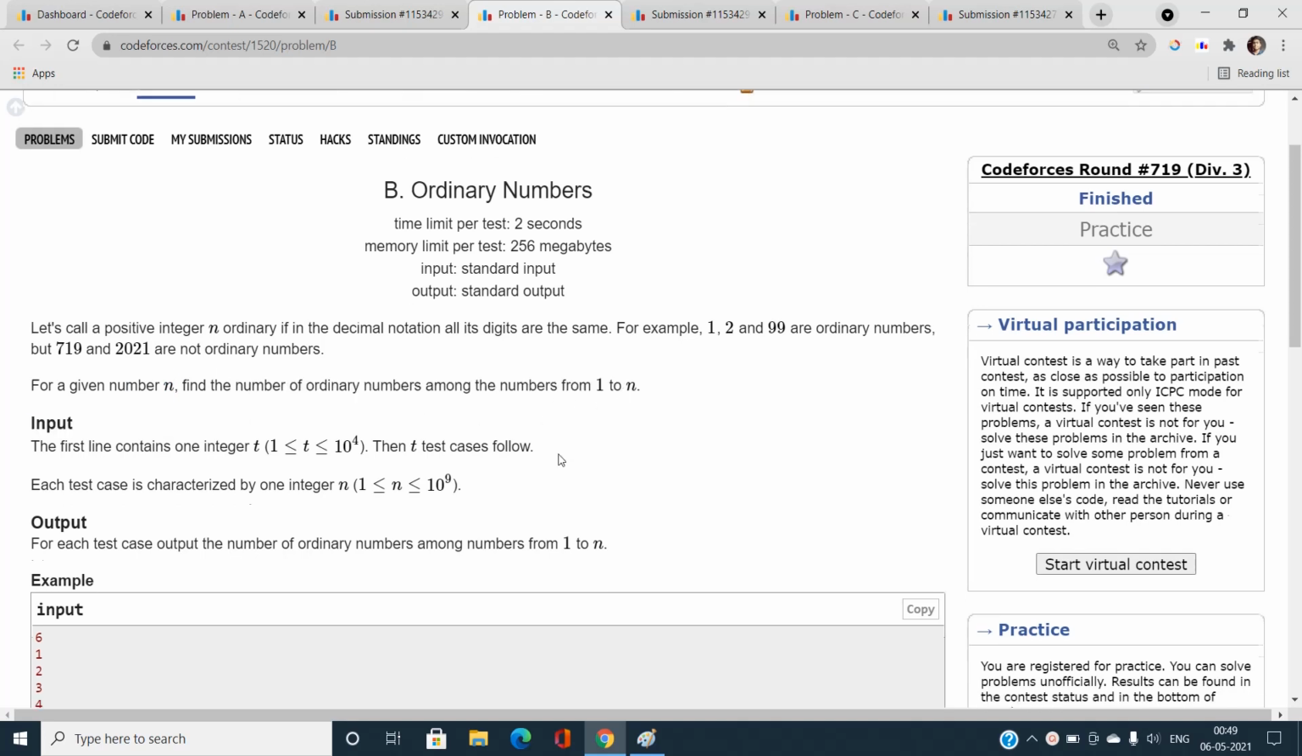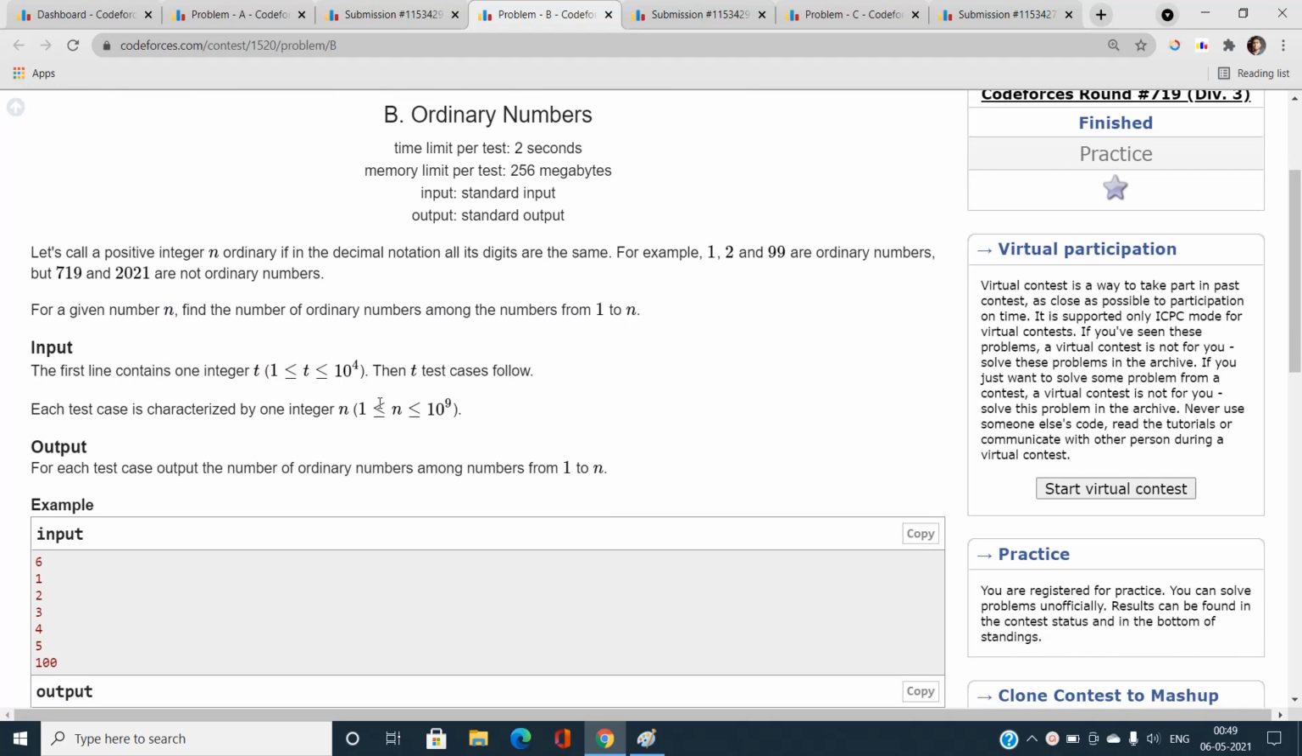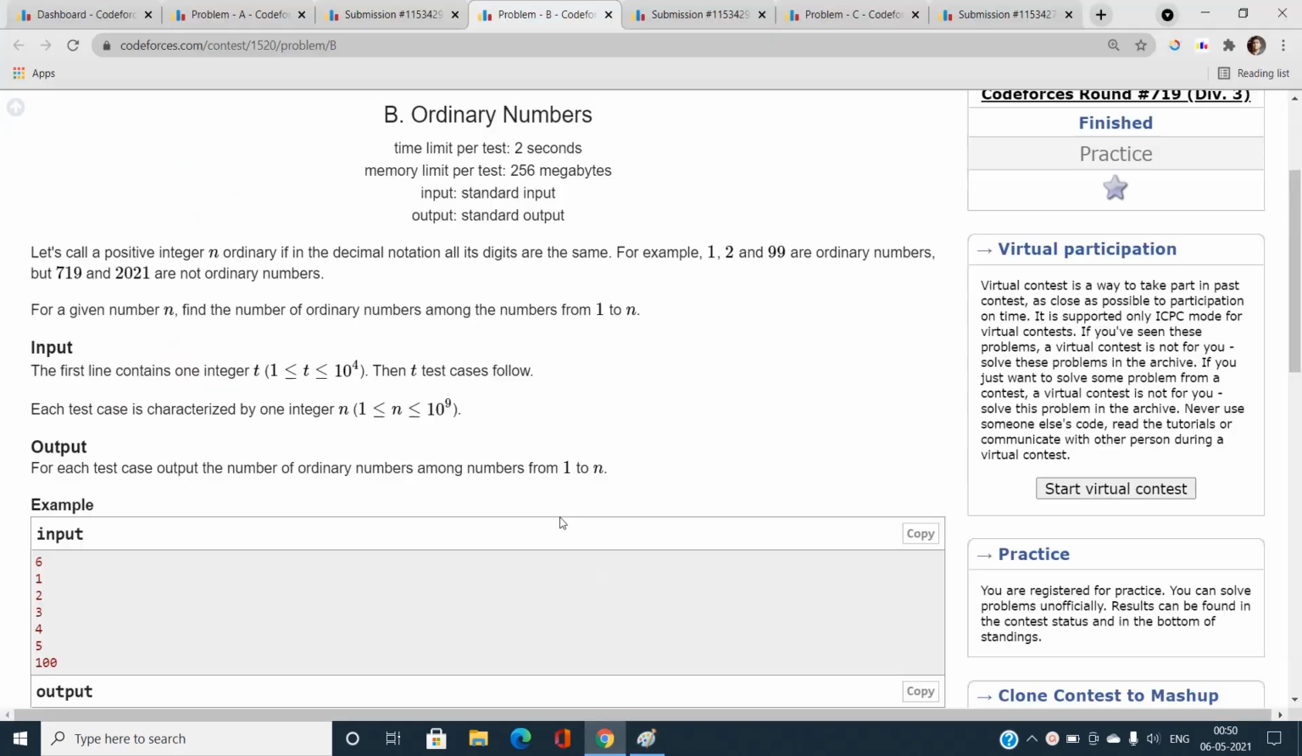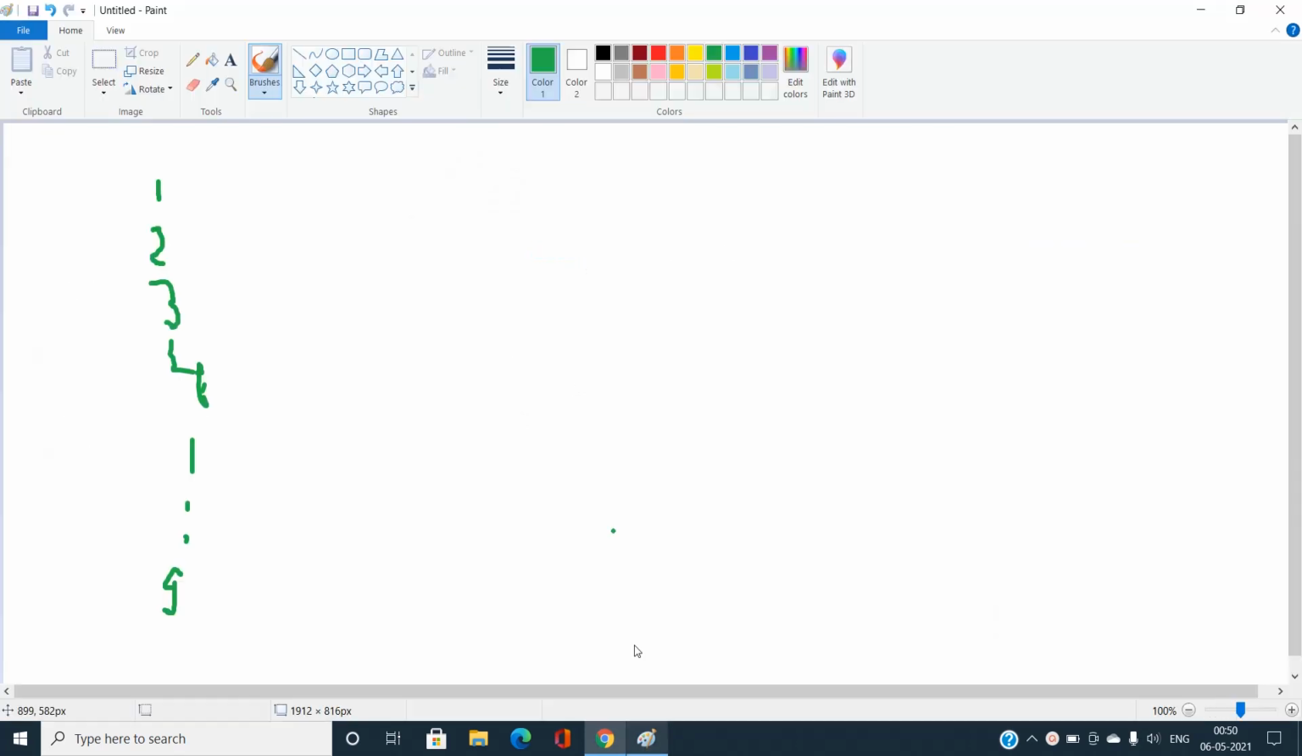T test cases will be given, and n goes up to 10 to the power 9. For each test case, we need to output the number of ordinary numbers among the numbers 1 to n. Let's try to understand this with the help of an example. Ordinary numbers are 1, 2, 3, 4, up to 9, because only one digit is present, and the definition of an ordinary number is that all the digits should be the same. So these are ordinary numbers.